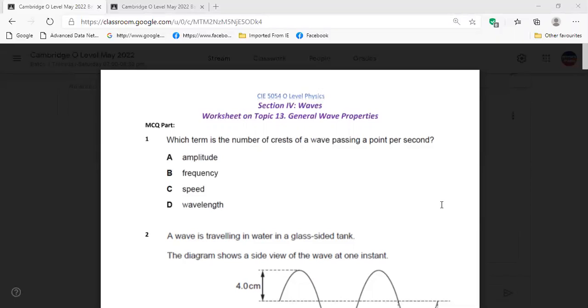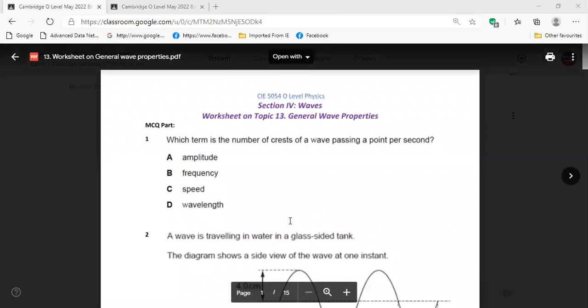That means the number of waves every second, right? Yes, sir. So the number of waves, the number of cycles every second, is known as frequency. So your answer is B, right? Yes, sir. Then now we go to the next one.